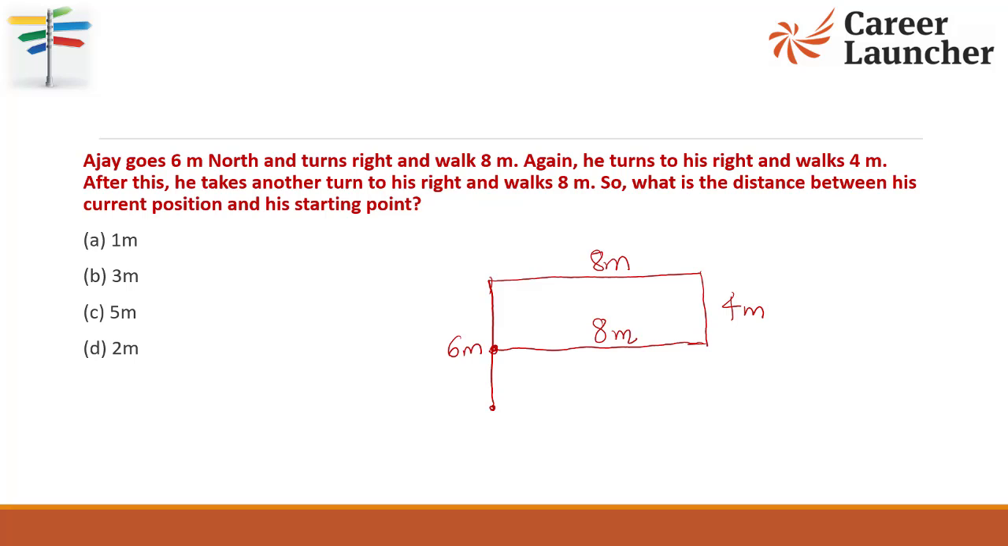So he reached here. If A is the starting point, B is the end point. Okay. So what is the distance between his current position and the starting position? Since all these turns are 90 degrees as we have discussed, this becomes a rectangle. So if this is 4, this is also 4, and we know this entire side is 6, so this balance should be 2. So the answer should be 2 meter.